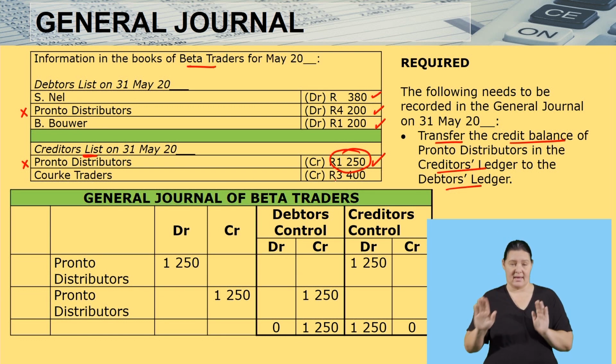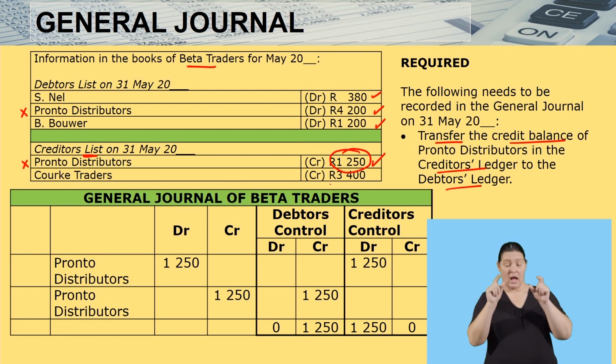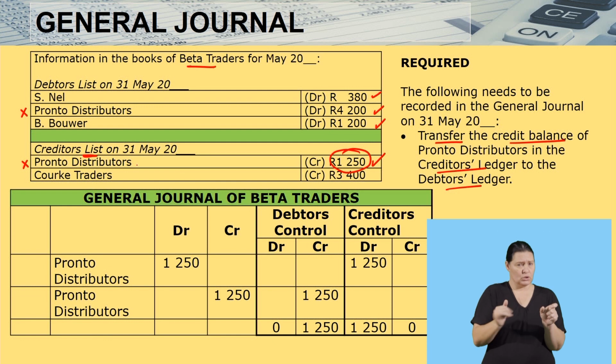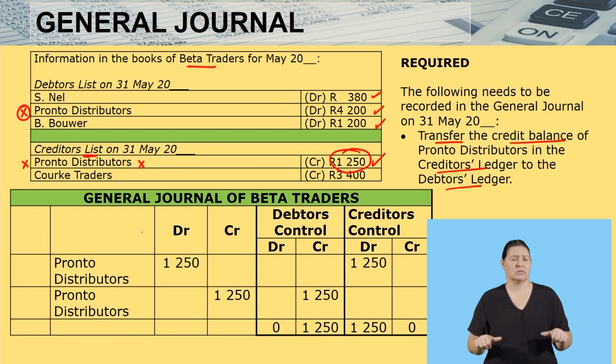Note the 4,200. We have to look for the lesser amount of the two. Remember, this is in the creditors ledger, in the creditors list, as well as this is in the debtors list. Which account then do we debit? You have to understand, they are our debtors, they must pay us. They are our creditors, we must pay them. How much must we pay them? We must pay them 1,250.